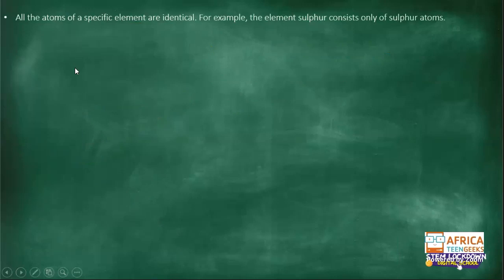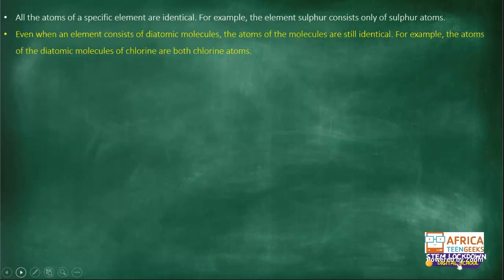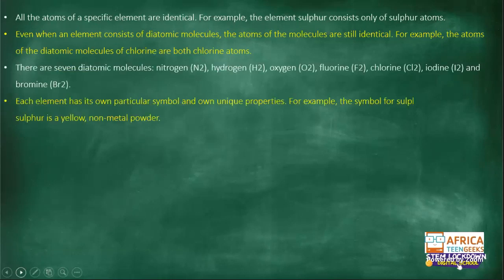So atoms of a specific element are identical. For example, the element sulfur consists only of sulfur atoms. When an element consists of diatomic molecules, the atoms of that molecule are identical. For example, the diatomic molecules of chlorine have both chlorine atoms. Now, there are 7 diatomic molecules, and you can learn this very well.